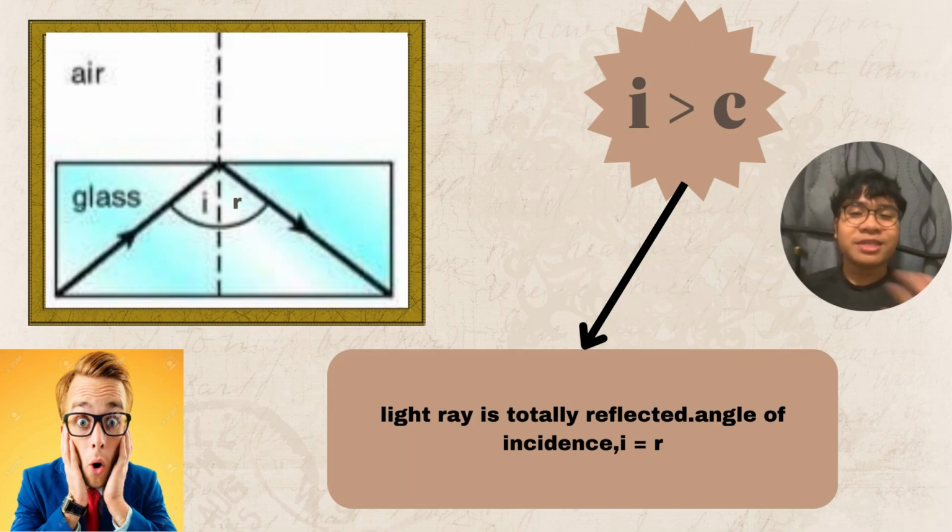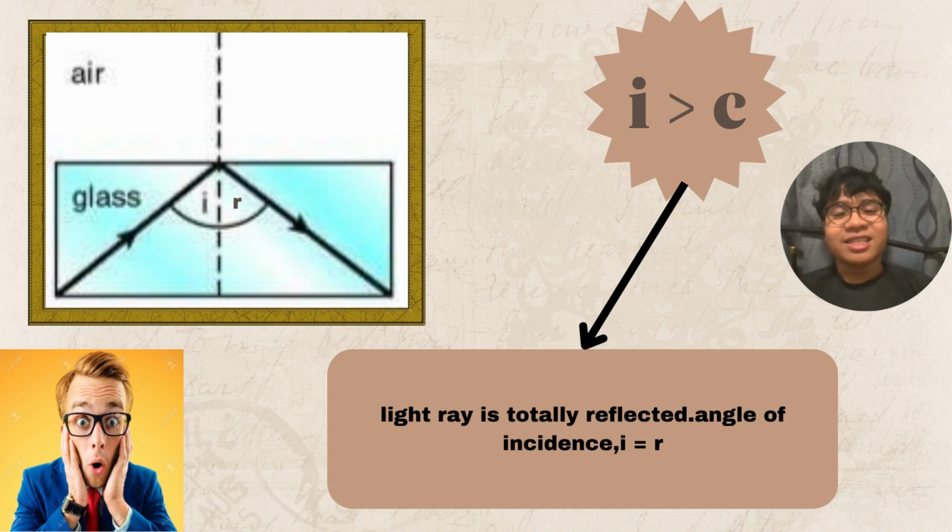So for the last case, atau kita boleh cakap main character of the day, is incident angle greater than critical angle. Okay, so dekat sini kita boleh nampak there is no refracted light ray at all. So kita boleh cakap yang the light is completely reflected. Inilah special dia. So dekat sini pun katanya incident angle sama dengan reflected angle.